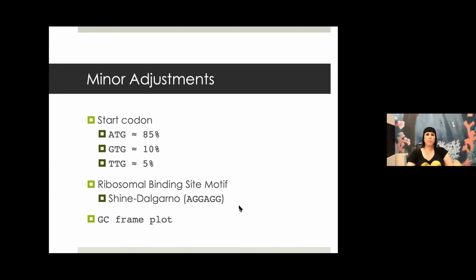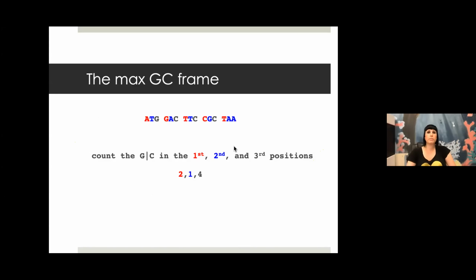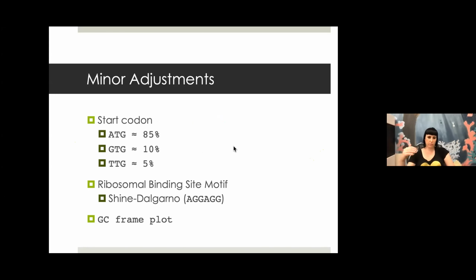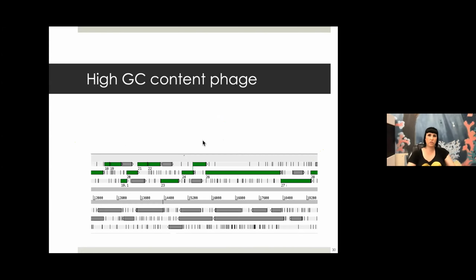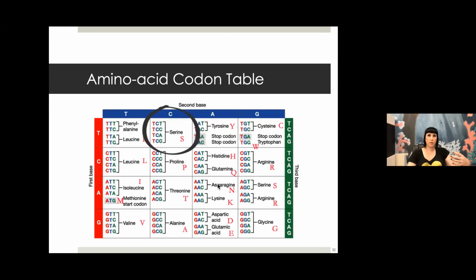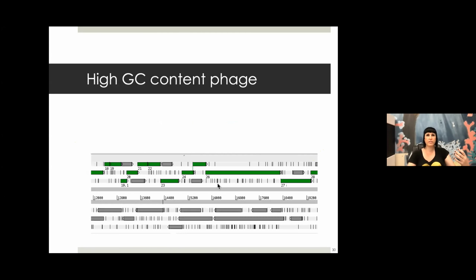So the GC frame plot is a strange feature of phage genomes, and so I'm going to have to discuss that. It's going to get complex, but hopefully at the end you'll be able to understand it, and if not, at least follow just the visual pattern. And to do this, I want to discuss the high GC content phages.